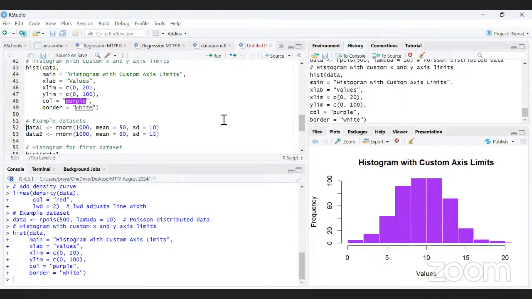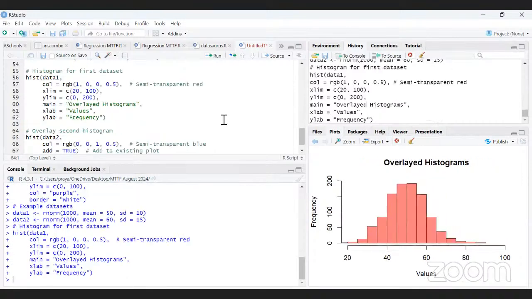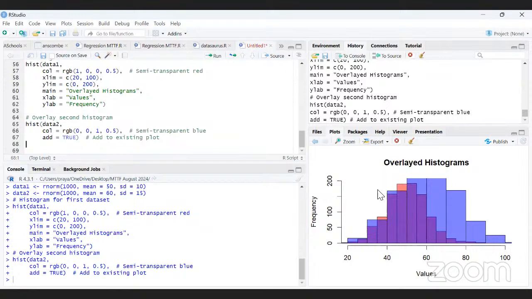Now let me just show you with two data sets. So we have data 1 and data 2, and we have created both with the normal distribution, with the standard deviation 10 and 15 respectively, and the mean 50 and 60 respectively. And let me just draw the histogram. So one of these histograms here, and for the second data, this histogram here. And the good part is that, let me just zoom it and you will be able to see it, we have prepared both the histograms here in one plot.